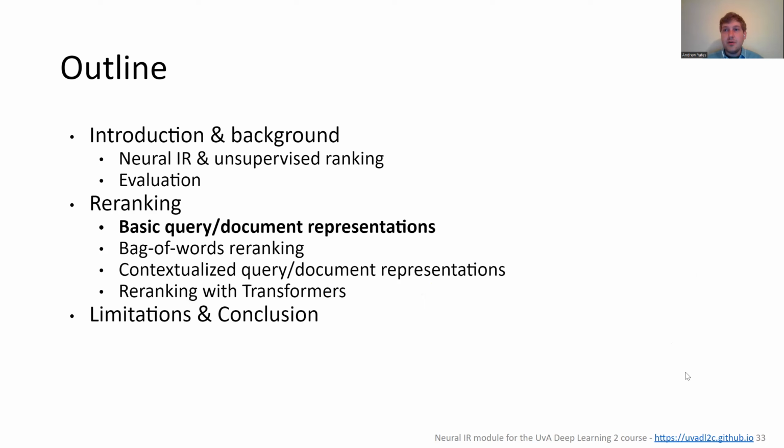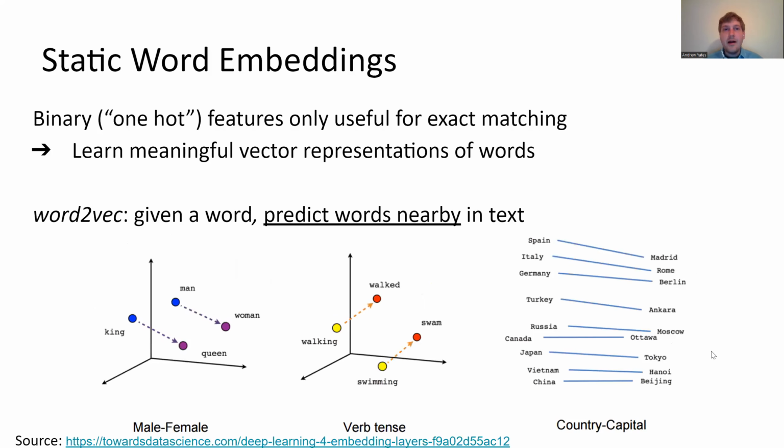So this brings us to query and document representations. This will be broken down into basic query and document representations. Another word for this is static or bag of words representations. You'll see why in a second. And then after looking at this approach, we'll look at a slightly more modern approach where the representations are contextualized. So static word embeddings are essentially meaningful vector representations of words.